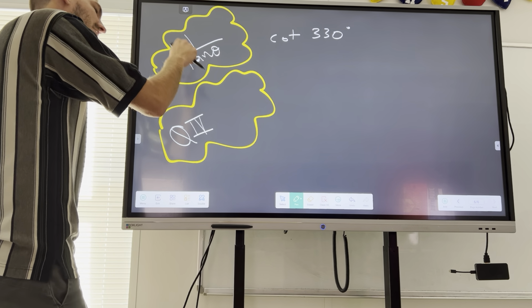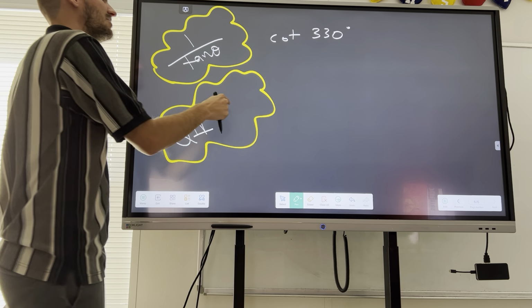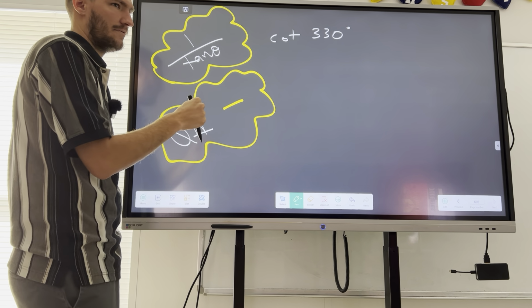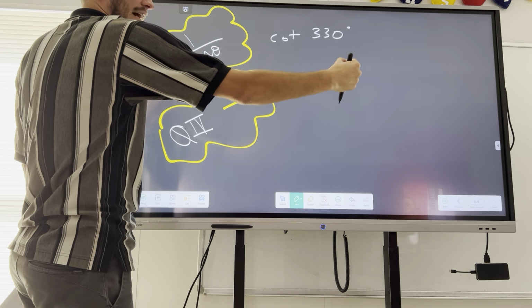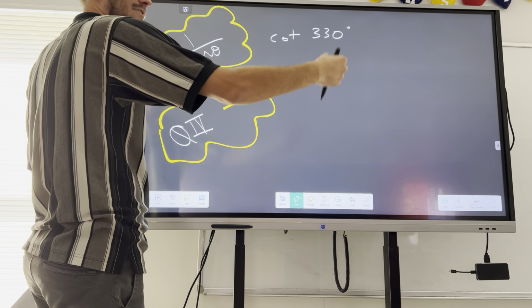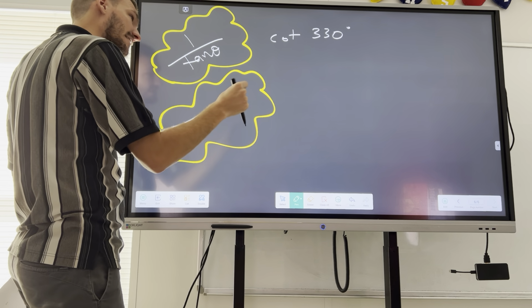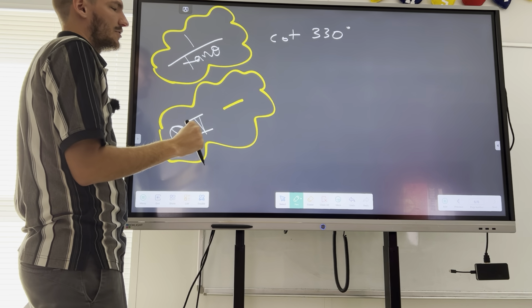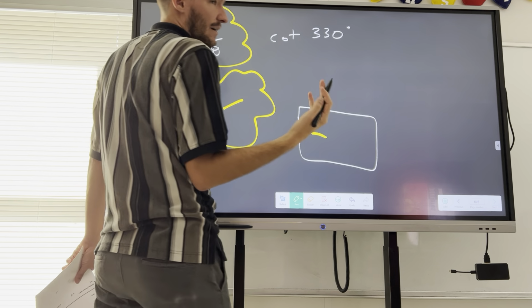Is tangent positive or negative in that 4th quadrant? Tangent is negative. Okay, remember a smart trig class. So the 4th quadrant is C class or cosine positive. A smart trig tangent is positive in that 3rd quadrant. So this is a negative. So my answer is going to be negative something.